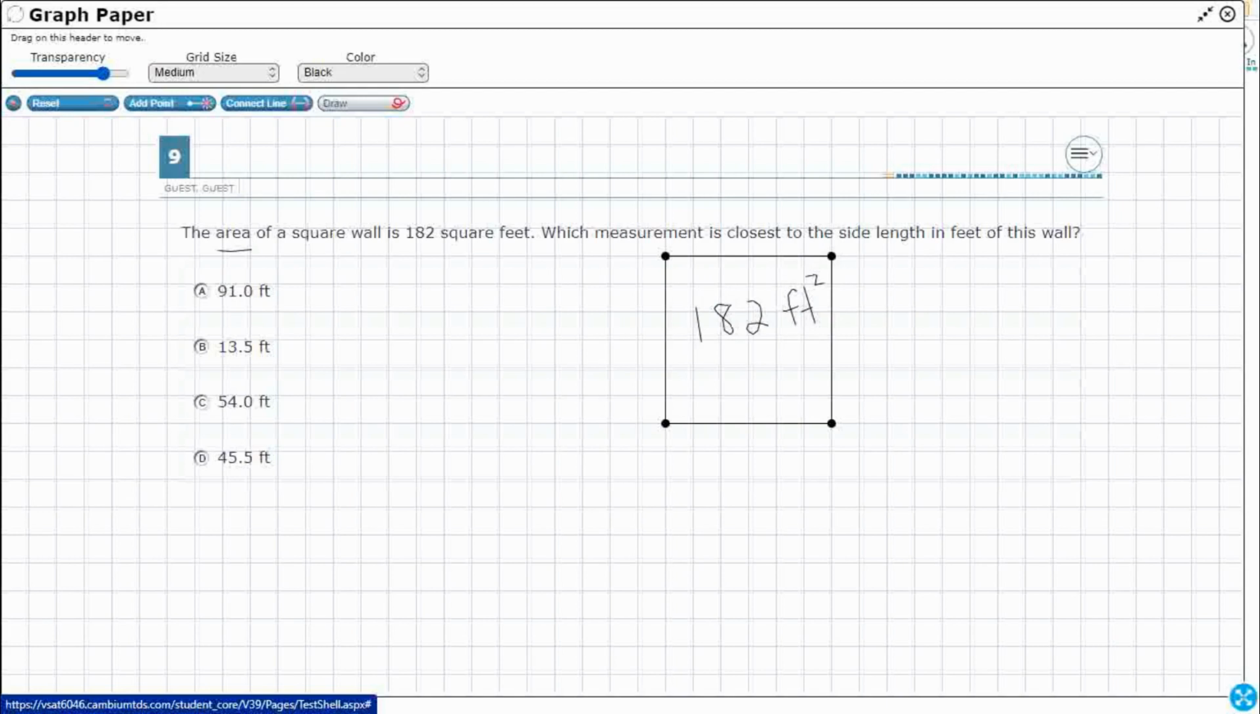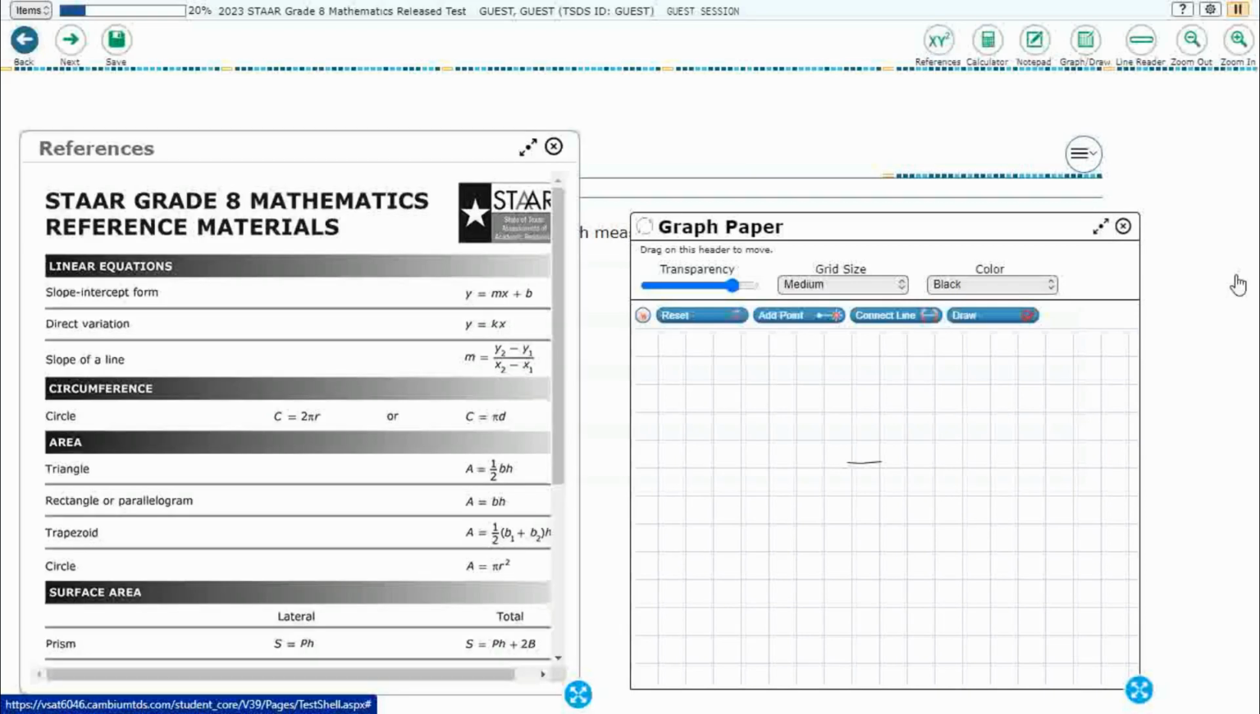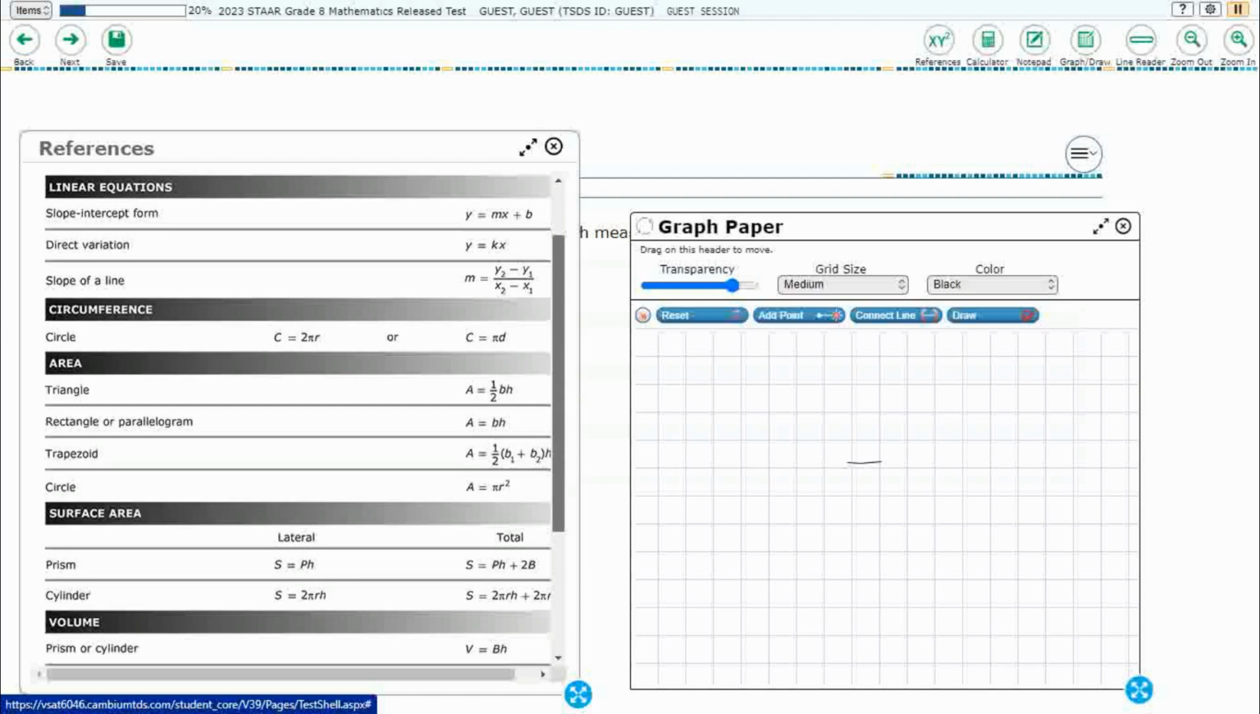That's the inside. So we need to find the side length, right? So how much is this side length right here? It could be any of the side lengths, obviously, because in a square, all side lengths are the same. So if we look at our reference material, we don't necessarily have the area of a square, but we do have the area of a rectangle.